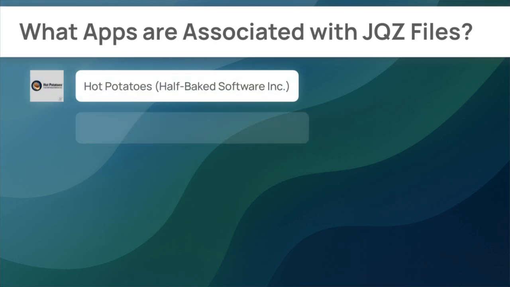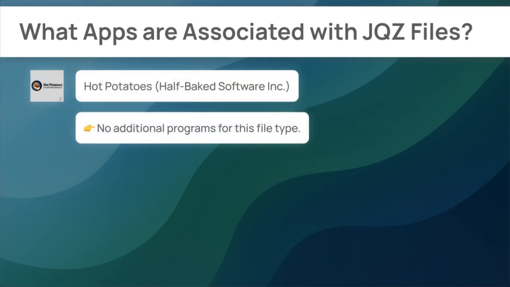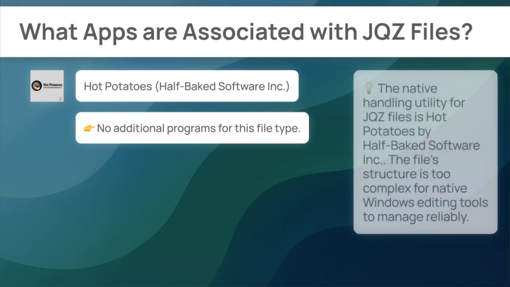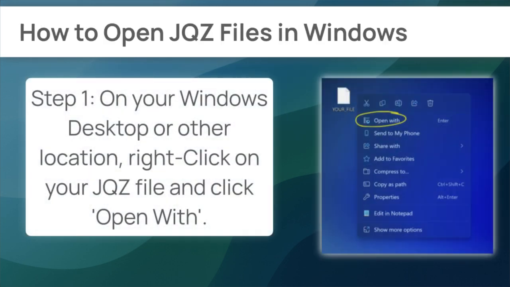For the JQZ file type, Hot Potatoes from Half-Baked Software Inc. is a trusted and reliable source. The file structure is too complex for native Windows editing tools to manage reliably. Windows can show basic details, but full interpretation requires the software that uses the data. We'll conduct a full scan of potential openers now.